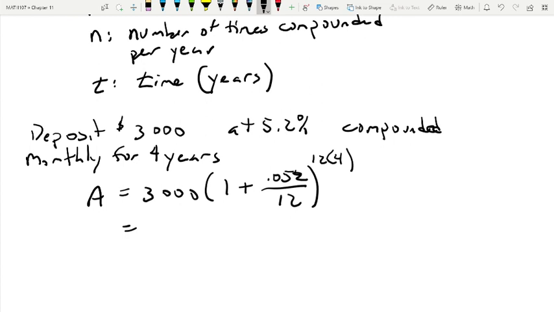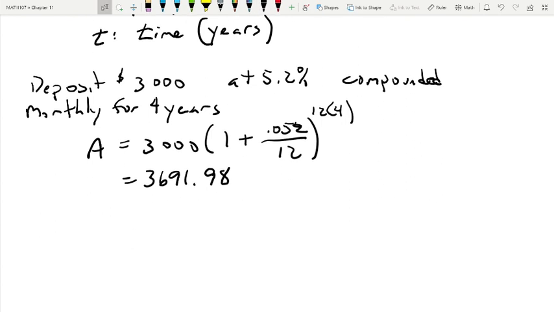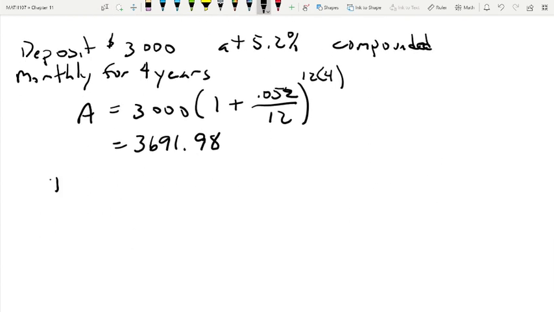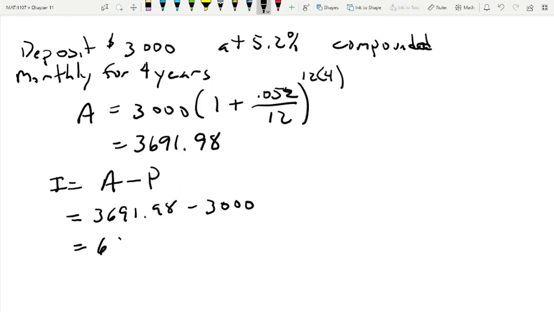And you plug that in, you find out that this comes out to be, rounding again, because we're talking money, to the nearest penny, $3,691.96, right? So that would mean that the interest earned, the interest, I, would be given by A minus P. So this is going to be the 3691.98 minus the deposit. And so the interest earned on this was 691.98. Is the interest earned on this one.